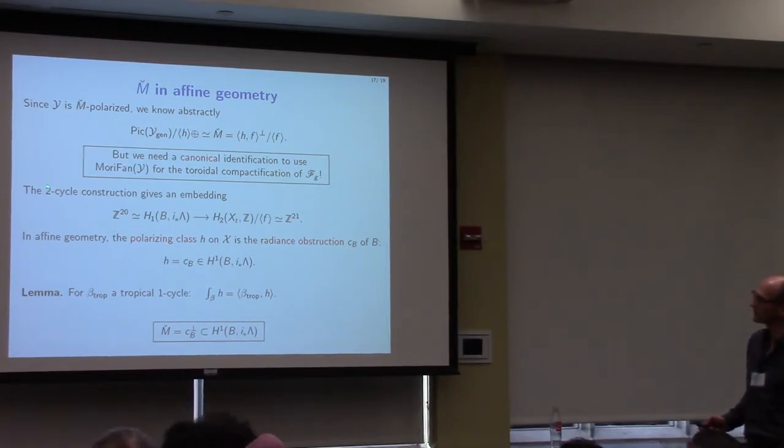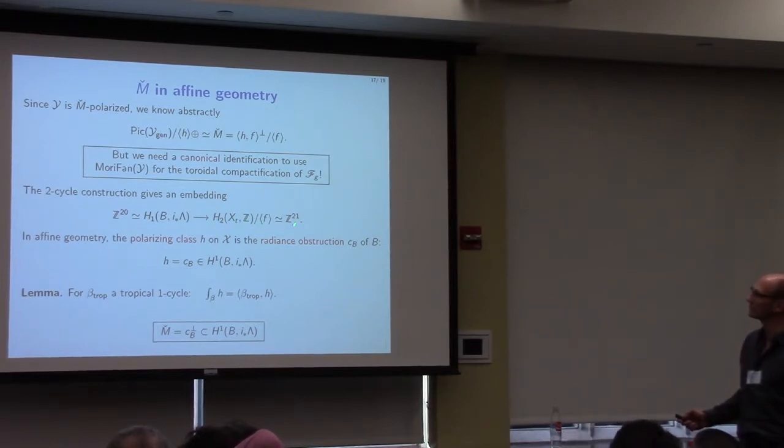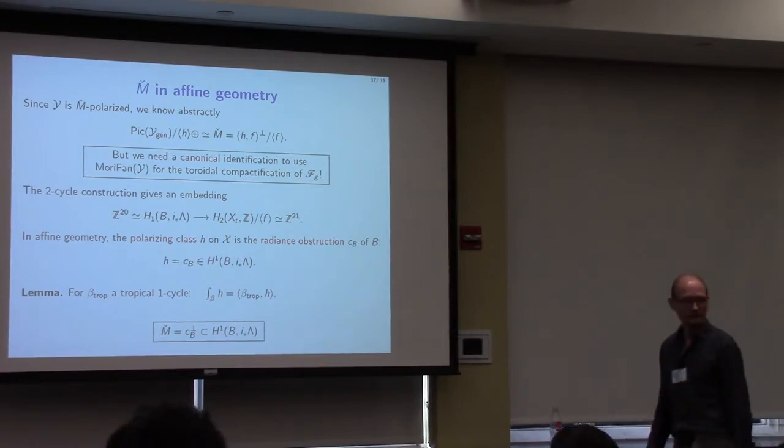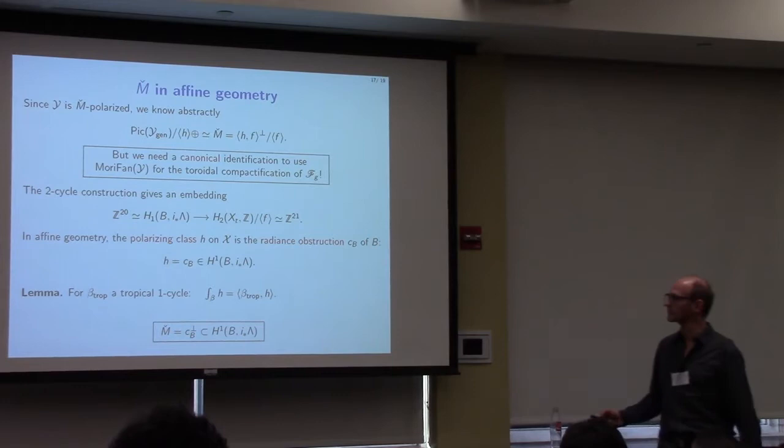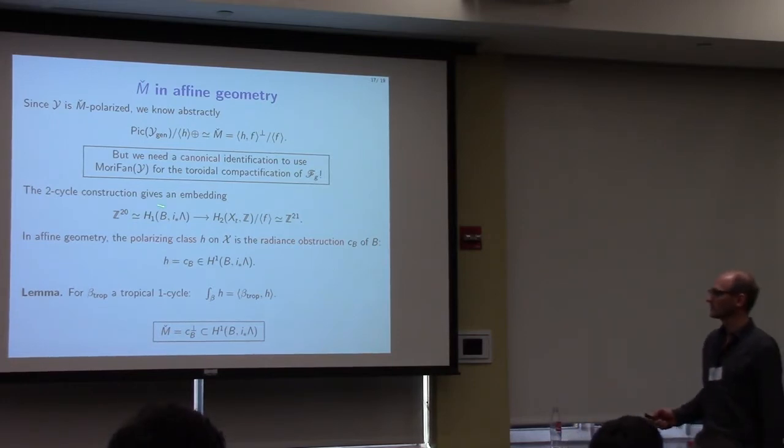So let's go to the mirror side, the x side, and we see that we get an embedding of Z^20. This is H1 with the lambda in H2 of the T fiber mod F, that's a Z^21. And again, we have a natural class on this side. The radiance obstruction now on this side becomes a polarizing class. Yeah?